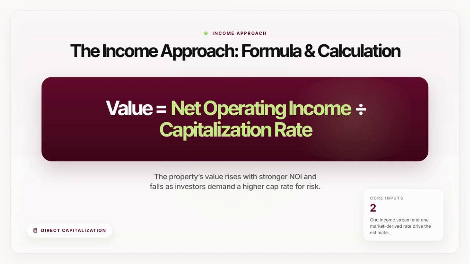Understanding these core inputs is crucial because they drive the entire valuation process. Essentially, strong income and a low cap rate indicate a higher property value, while the opposite signals a lower value. This balance between NOI and cap rate helps investors make informed decisions about buying or selling real estate.